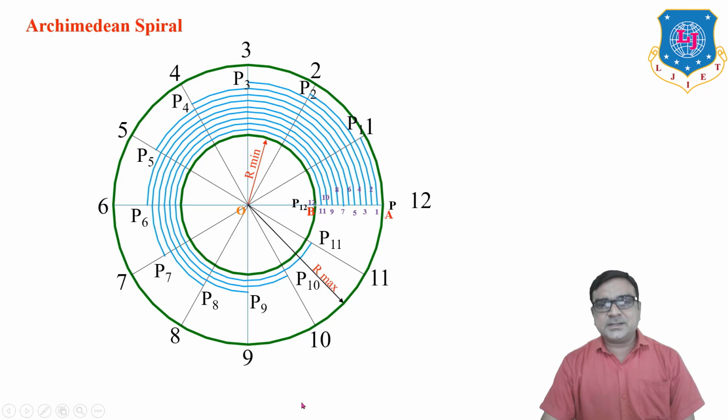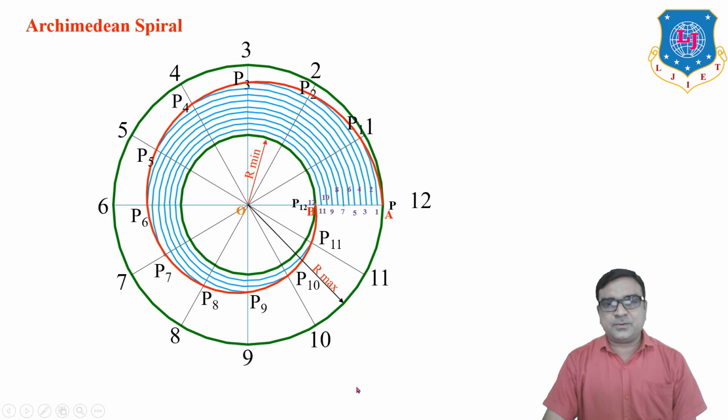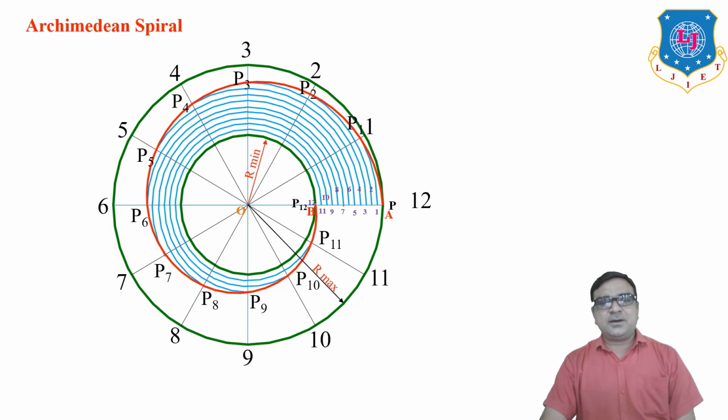So the spiral has two motions uniformly, linear as well as radial, and both are uniform. Now trace out all the points with a curve P0, P1, P2, P3, P4 up to 12. So this curve is known as the spiral of maximum radius 120 and minimum radius 60 mm.